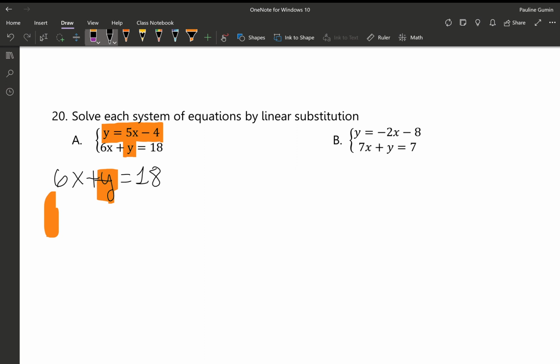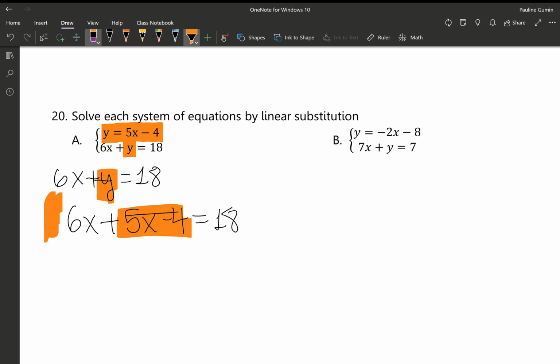See, that's me going too fast again. Sorry, y'all. Let's erase that. Smudge. And let my pen slowly load. All right, beautiful. So we have 6x plus 5x minus 4 equals 18. So instead of the y, we have 5x minus 4.